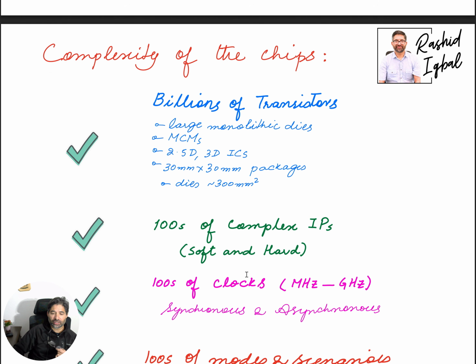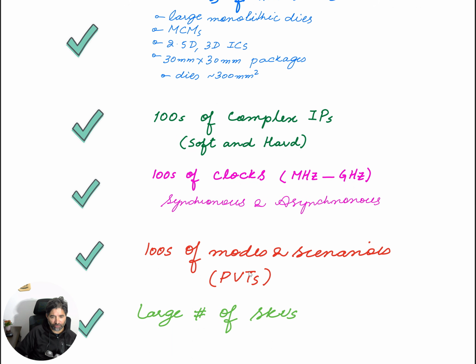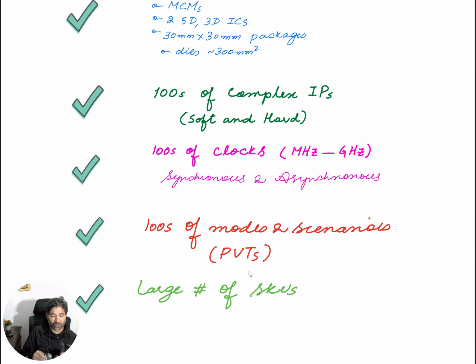Then they have hundreds of complex IPs. You can have soft IPs, you can have hard IPs. There can be a very large number of clocks, going from the megahertz range to the gigahertz range. You can have a very large number of PVT corners, as we call them. Your silicon can be typical, fast, slow, or anything in between. The chip might need to run at many temperatures and many voltages.